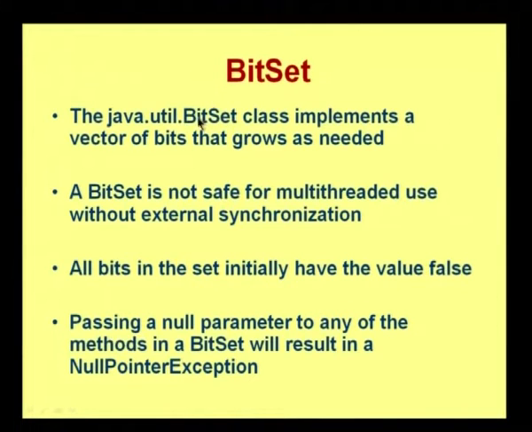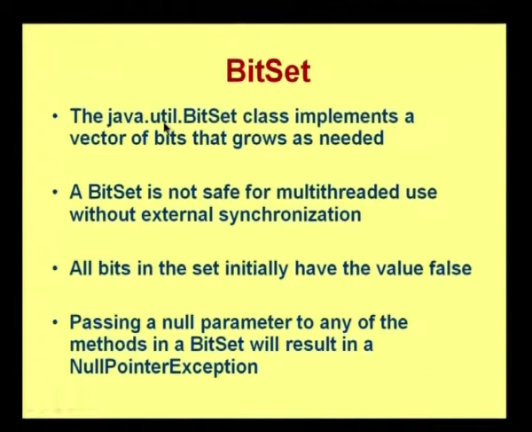Here, your bitset class implements a vector of bits that grows as needed. Already we have seen in the collections framework that a vector is a data structure in which you can keep on adding objects as and when needed, so you can increase its size. This is the disadvantage of an array that we have seen. In an array, we have a fixed maximum size, and above that you cannot include any objects, whereas in a vector and all the other collections you can keep on adding.